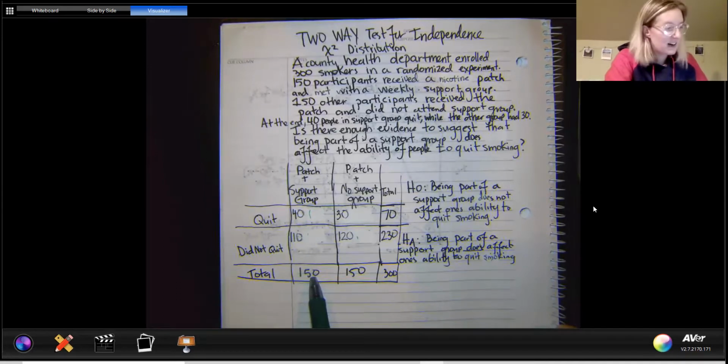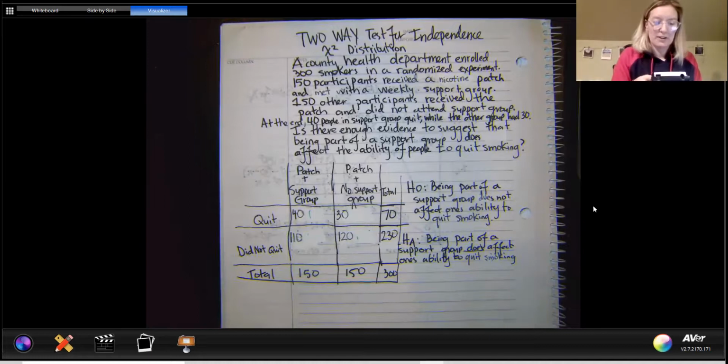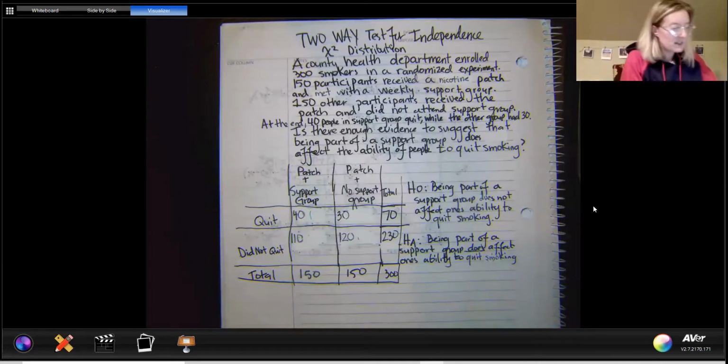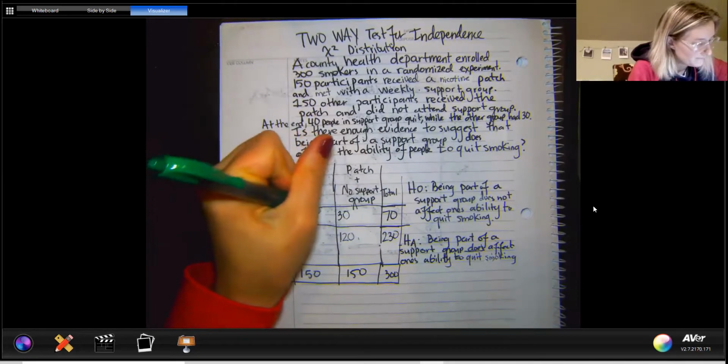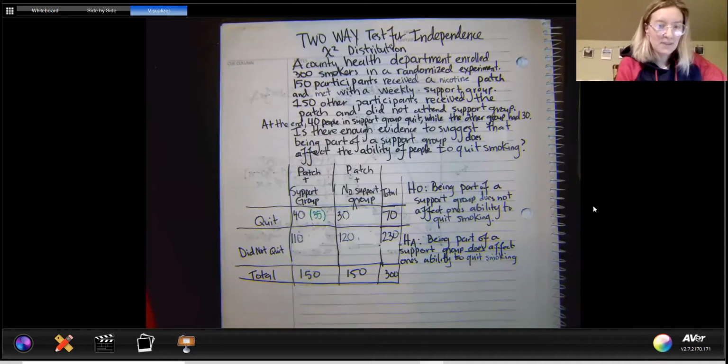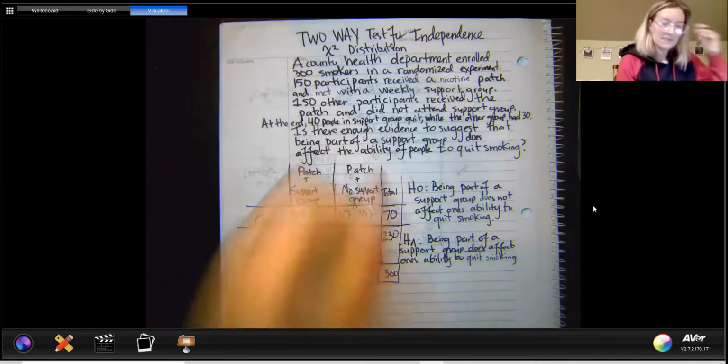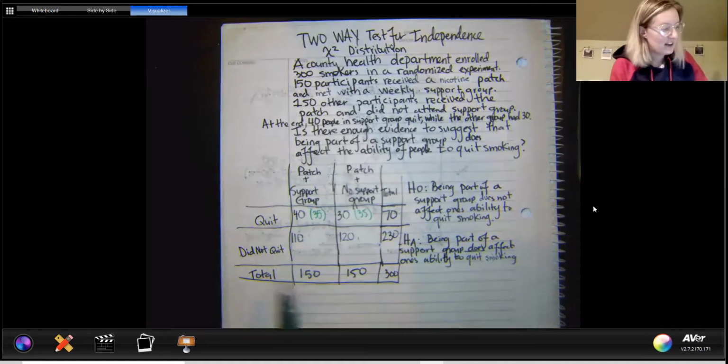So in this case, to find the expected count, which I'm going to write right here, I have to take 70 over 300 and multiply that by 150. I'll go ahead and get that out on my calculator. 70 divided by 300 times 150 is an expected count of 35. For two-way tables, I tend to write my expected counts in parentheses, just like that, so I can compare the differences. In order for me to figure out this cell, I'll do the same exact thing, but notice because I have 150 in each of the groups, I also know this is going to be an expected count of 35.